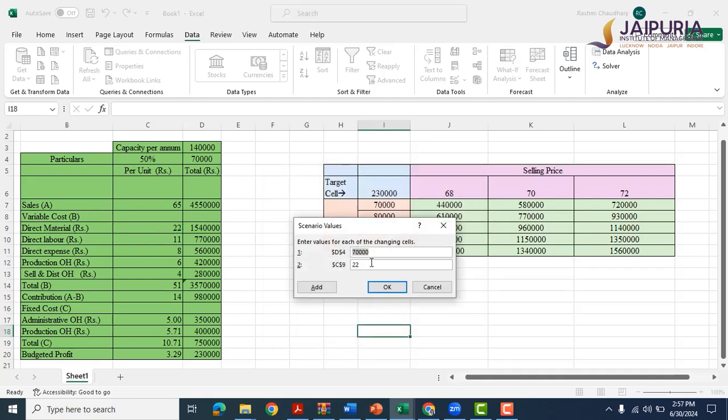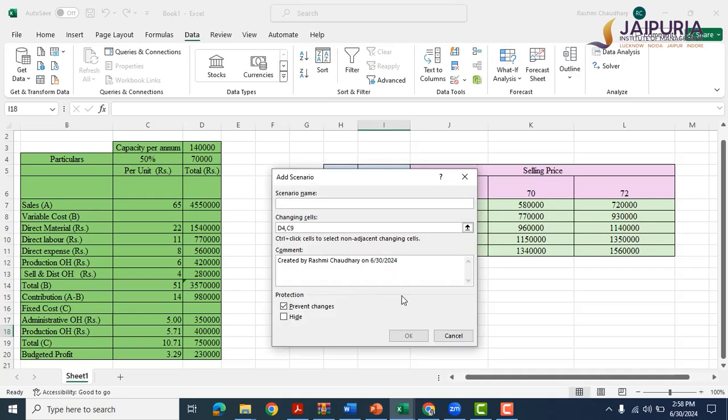Okay. So if the market conditions are good, then you will be selling more units, 1,10,000 units, just assume. And further, the material price will be 24 rupees. So this is the first scenario.